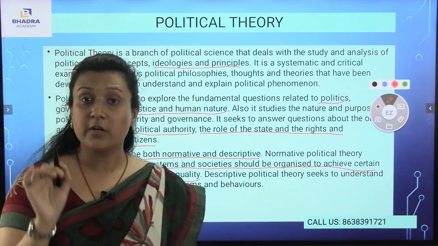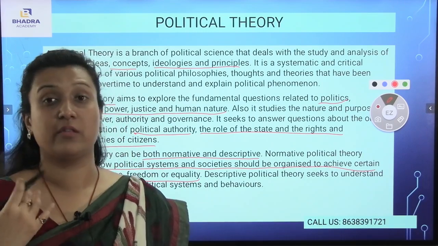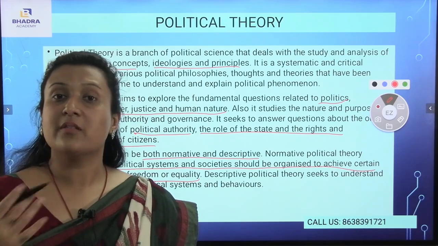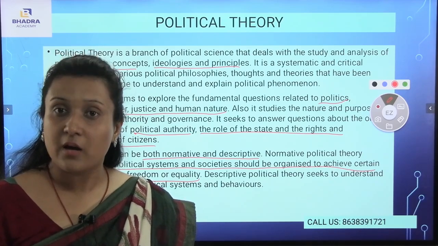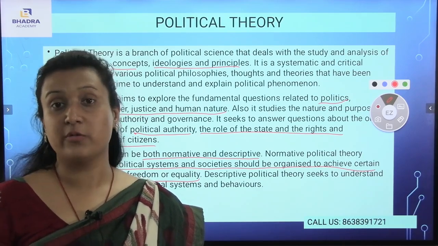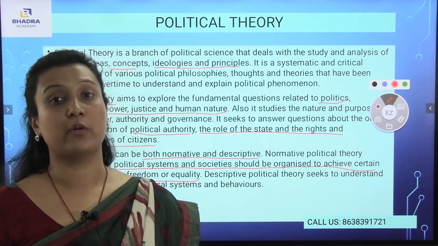You see, if a particular individual wants to stay in a particular society, there should be justice, there should be equality, there should be freedom. Now if there is caste discrimination, if there is inequality, then the person will no longer be able to stay in a particular society. So this is normative political theory.